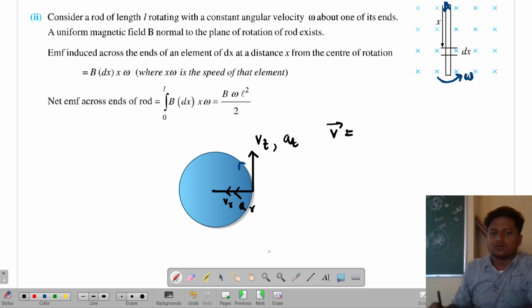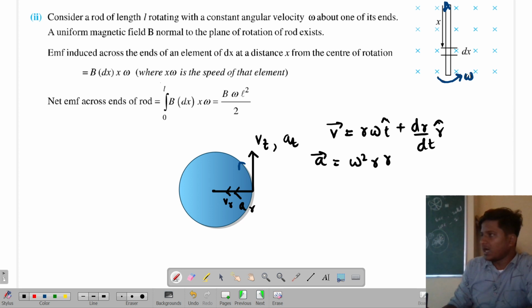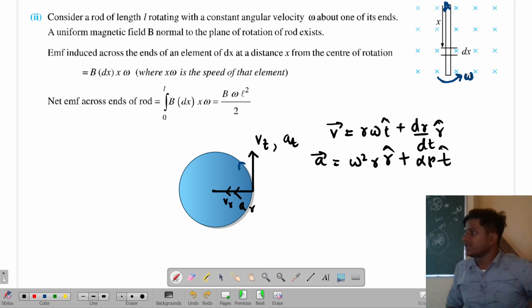The equation of velocity is v = r omega t cap plus dr by dt r cap. What is the equation of acceleration? It is omega square r cap plus alpha r t cap, plus an extra term that will come. Right or not? This is the equation.